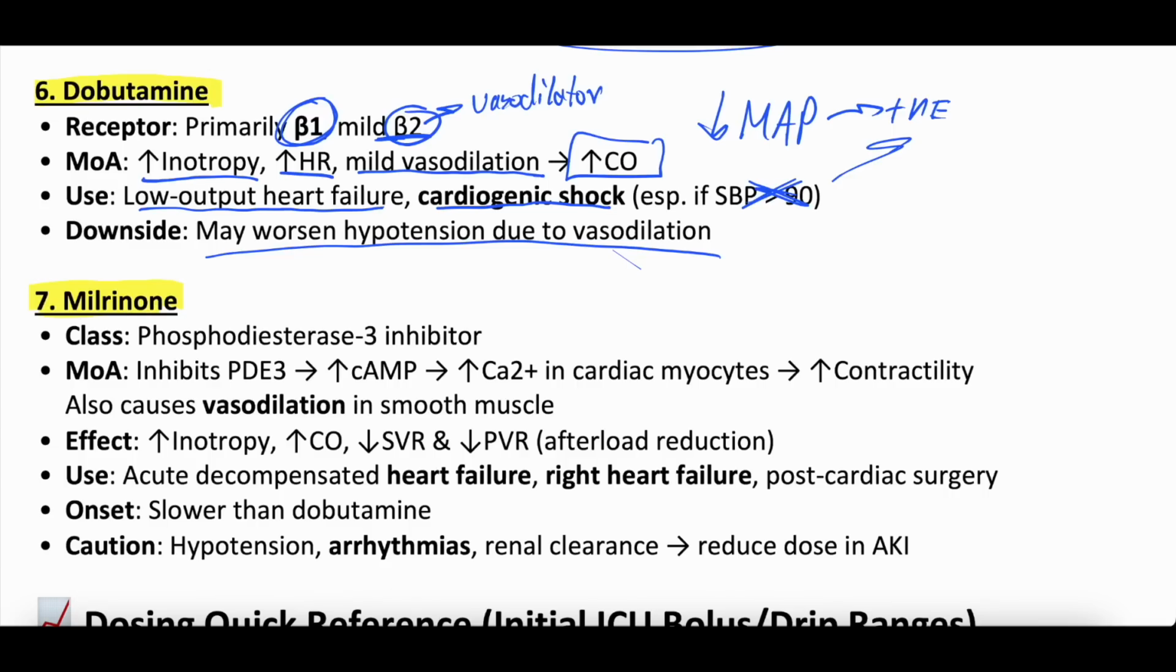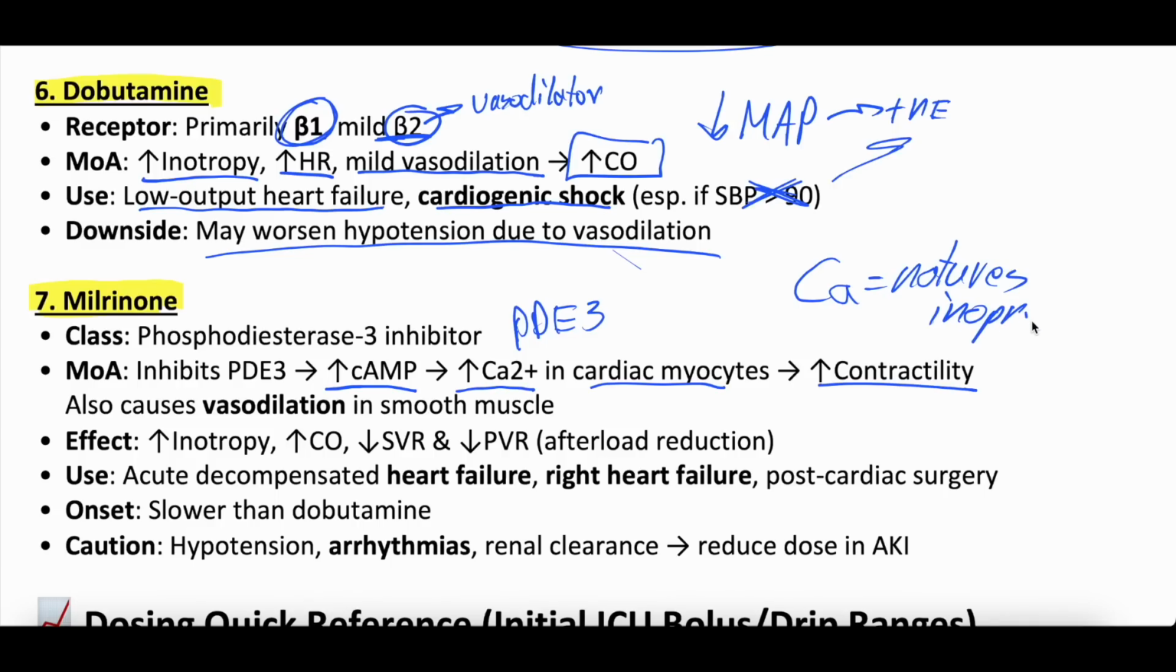This is a phosphodiesterase 3 inhibitor, PDE3 inhibitor. Inhibits the PDE3, which if we go down the pathway here is going to increase cAMP, increase calcium in cardiac myocytes, which will increase contractility. We say calcium is nature's inopressor. So increasing that calcium in the cardiac myocytes is going to increase contractility.